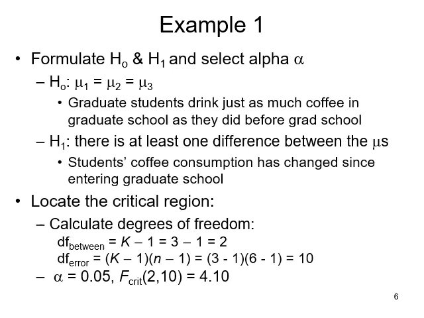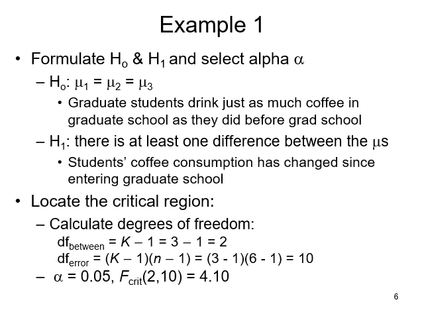or lower. So our null hypothesis in this case is that there is no difference between students at time 1, time 2, and time 3. That graduate students drink just as much coffee in graduate school as they did before graduate school. Our alternative hypothesis is there's at least one difference between the means, that students' coffee consumption has changed since entering graduate school. So we need to calculate our critical degrees of freedom.